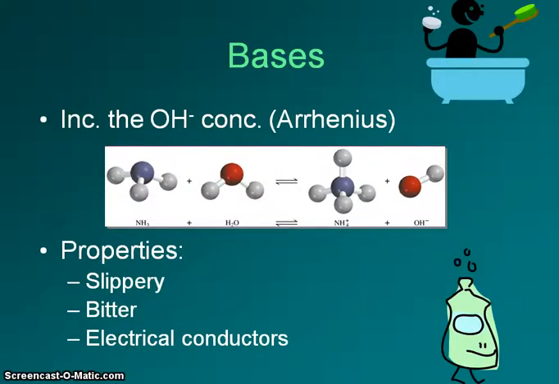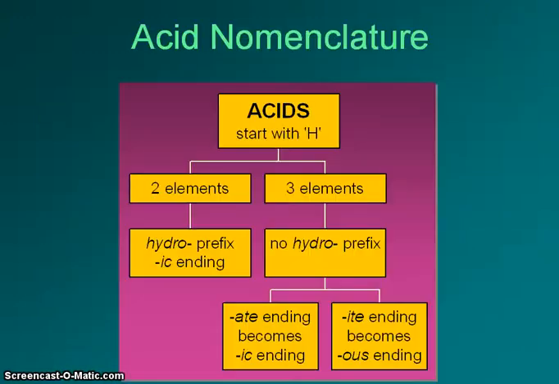An Arrhenius base is a substance that when you dissolve it in water will increase your hydroxide or OH minus concentration. Some properties of bases: they are slippery, kind of feel like you've got soap on your hand that hasn't been completely washed off. They have a bitter taste to them, and they too are electrical conductors.